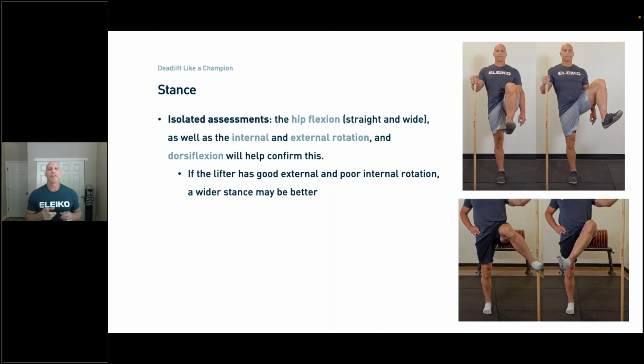So in the hip rotation, if you're able to go out easier than you're able to go in, then that's saying that your body wants to go that way. If you can externally rotate, lower right picture, more than you can internally rotate, that's telling you the body likes to be kind of wide because it prefers external rotation.